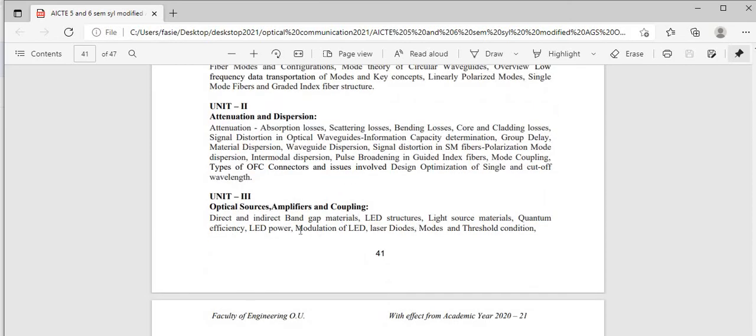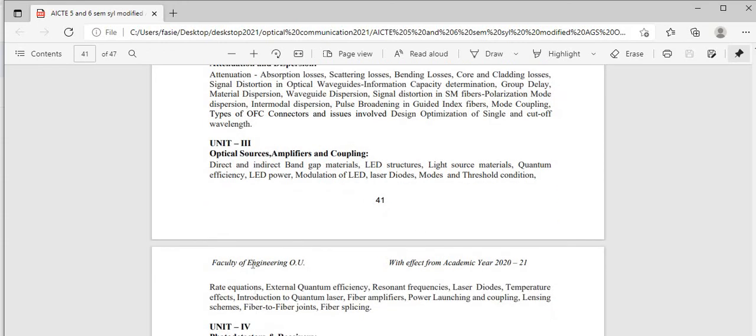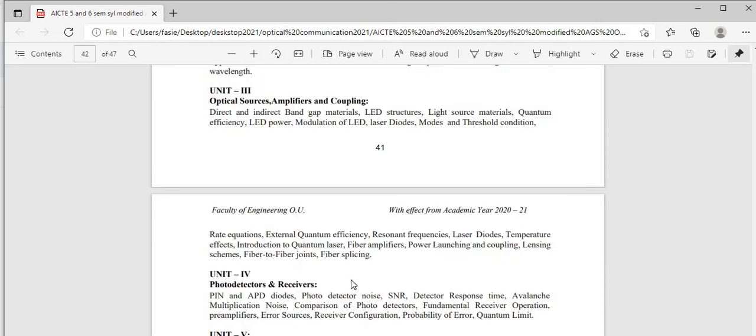We started with the direct and indirect band energy gaps, right? Unit 3. And quantum efficiency, right? LED efficiency, we discussed. Modulation of LED, laser modes and threshold conditions, right? The next is rate equations and external quantum efficiency. Next, laser diode temperature effects, introduction of laser, quantum laser, amplifiers. If you learn this, the third unit will be completed. Then we are proceeding with unit 4.